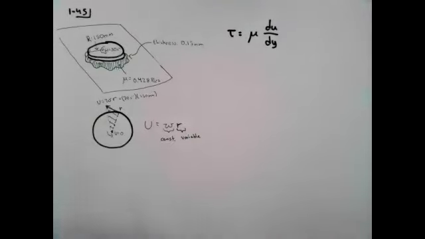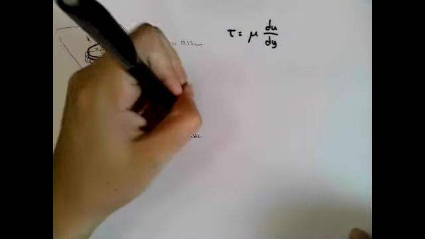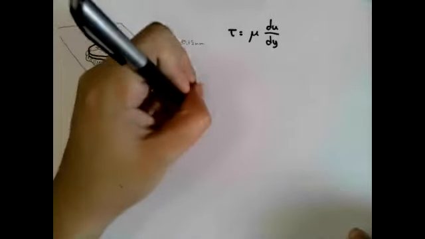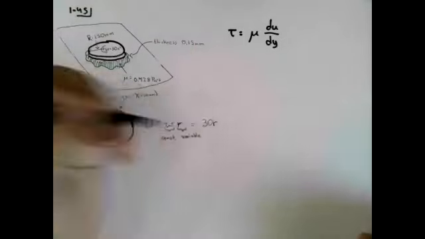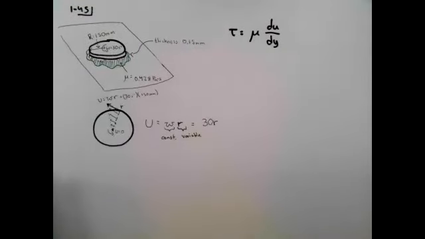My relationship is that my velocity is equal to angular velocity times r, where r is a distance from the center. If I want to start to plug in some numbers, I know that angular velocity is 30 radians per second, so I can write this as 30 times r. And this will be the equation for my velocity. So now I can go to my velocity profile.